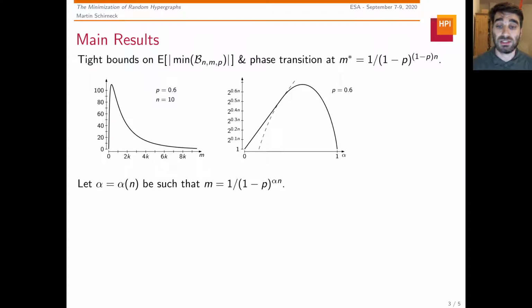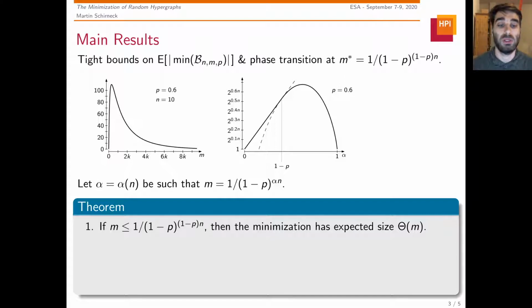And since alpha is essentially log m divided by n, the plot on the right side is a log-log version of the one on the left side. And additionally, it's independent of the number of vertices n. What you see here is, until alpha reaches 1 minus p, you have a linear growth in alpha, which in a log-log plot means you have a polynomial growth in terms of n. And in fact, we were able to show that this polynomial is linear.